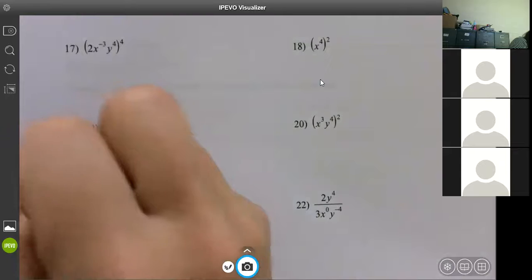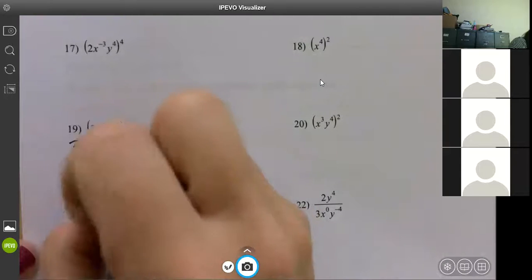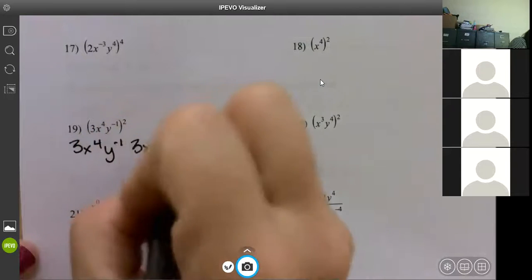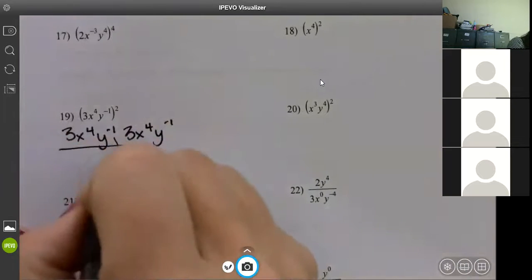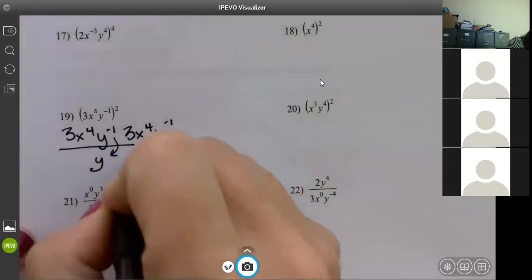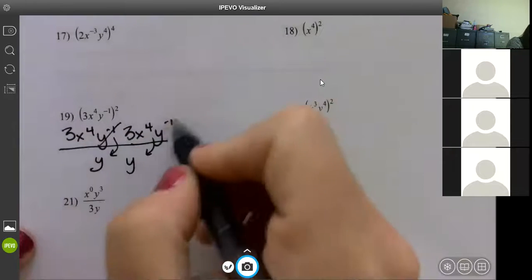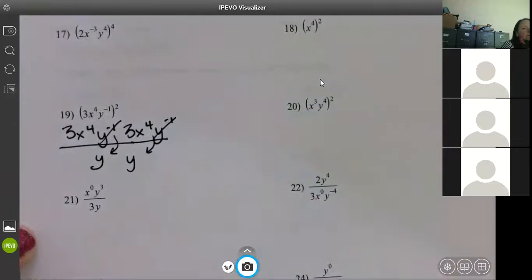Okay, 3x to the 4th, y to the negative 1. 3x to the 4th, y to the negative 1. What's wrong now? How do I fix those negatives? Put them on the bottom. So it'll be a y on the bottom, and you can put y to the 1 if you want to, but again, you don't have to. The 1 is understood there.